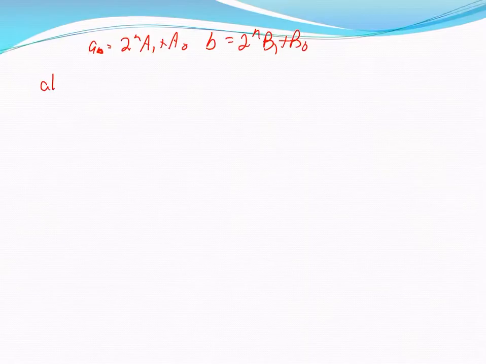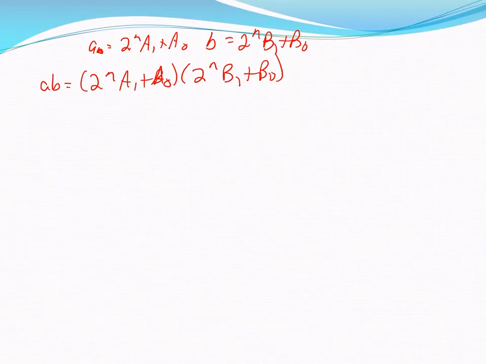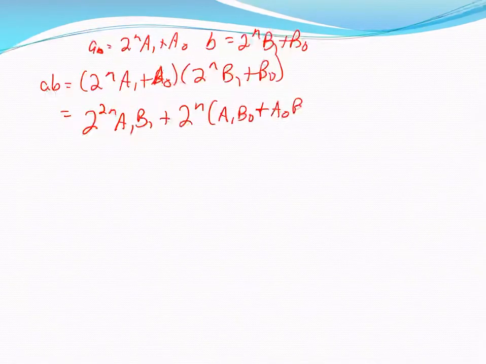So a equals 2 to the n a1 plus a0, b equals 2 to the n b1 plus b0. So ab equals 2 to the n a1 plus a0 times 2 to the n b1 plus b0. And this equals 2 to the 2n a1 b1, just doing the binomial multiplication, plus 2 to the n times a1 b0 plus a0 b1, plus a0 b0. But I haven't really done anything here because now I have four multiplications of integers half the size.